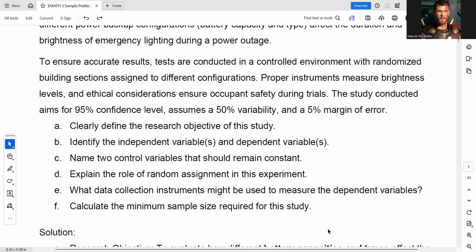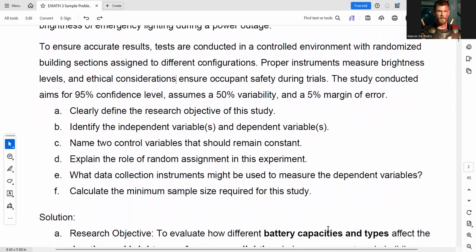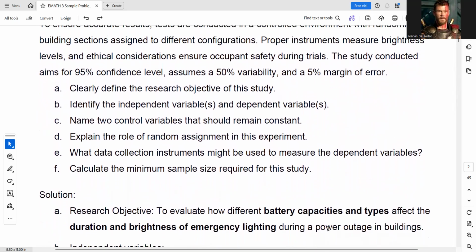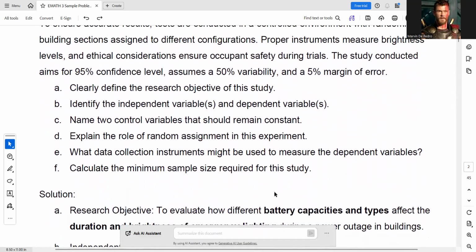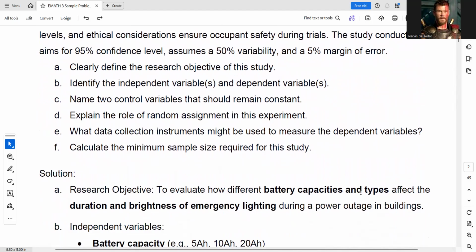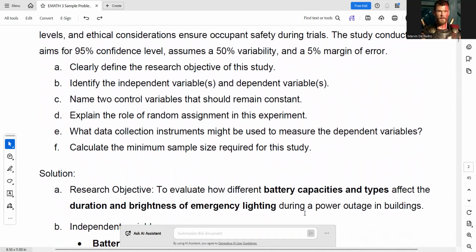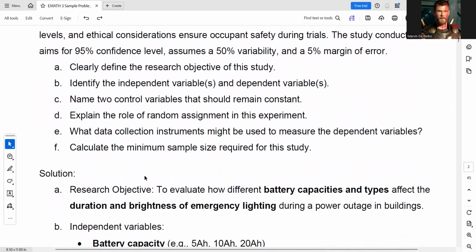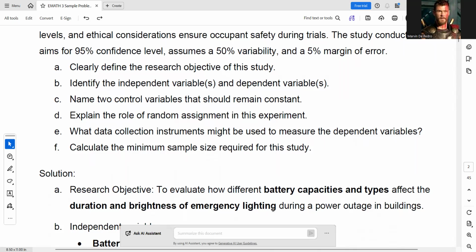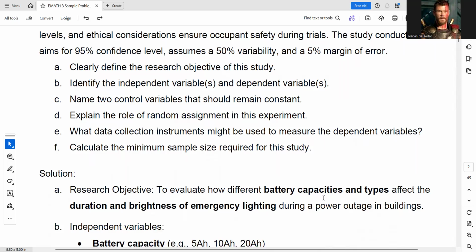Okay. And solution, the search objective could be as simple as this one. We want to evaluate how different battery capacities and types affect the duration and brightness of emergency building lighting during a power outage in buildings. And out of that research objective, we can now determine our variables, our independent and dependent variables.